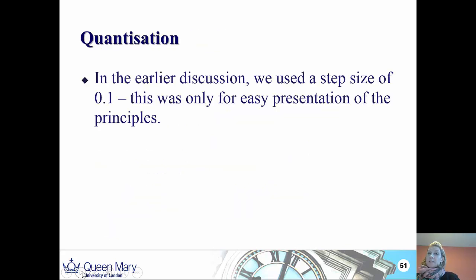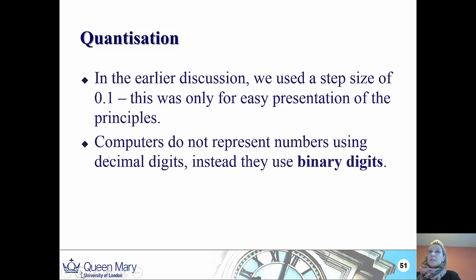At the very start of these slides, we talked about the example of applying a range of values from minus 0.9, minus 1, up to 0.9 and 1. We used a step size of 0.1 in this example, but this was just for presentation of the principle of how we actually assign values to a continuous signal. Computers do not represent numbers using decimal digits, so we use the binary digit instead, and this is just something that you should be aware of.